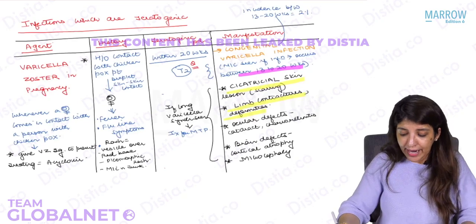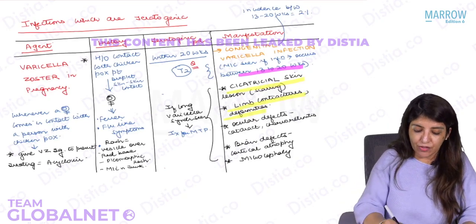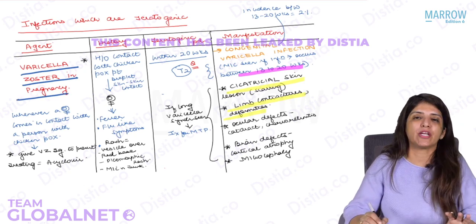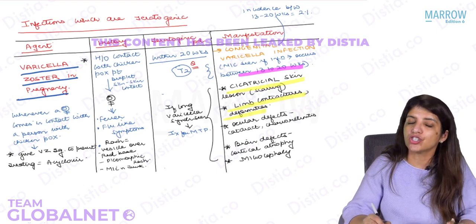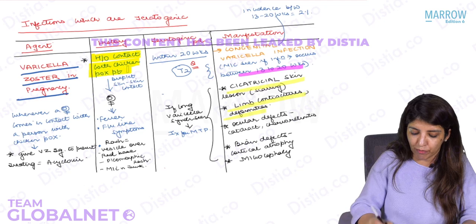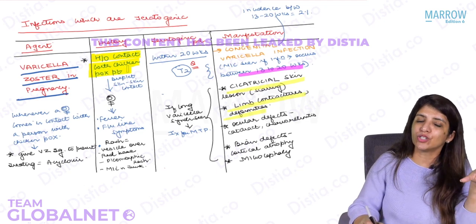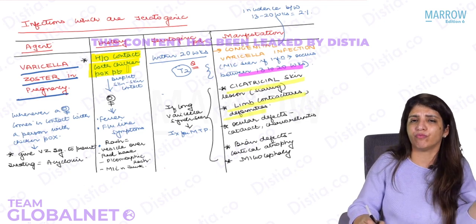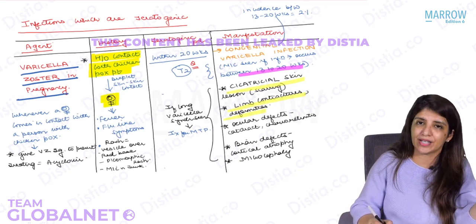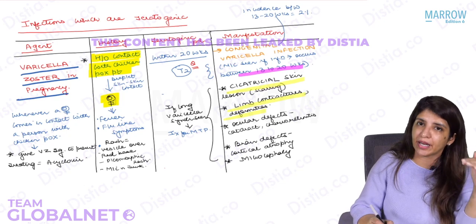Then, the next infection which is important is varicella zoster in pregnancy. Now, a pregnant female who is having varicella zoster infection is going to give you this history that she came in contact with a person who had chickenpox. Right? So through droplet infection, through skin-to-skin contact, the pregnant female can have chickenpox or varicella zoster infection during pregnancy.